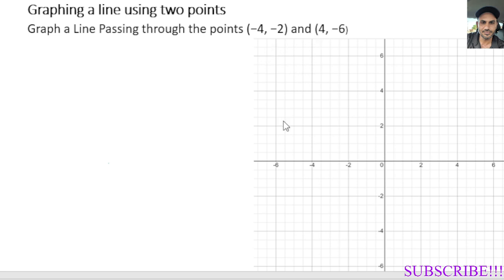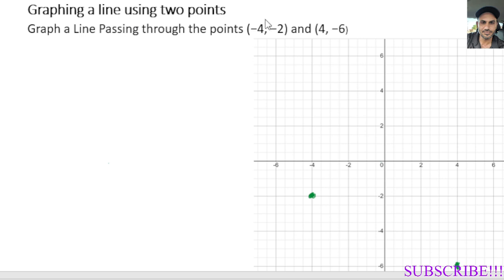So I'm going to put these 2 points on the graph first. The first point is -4 comma -2, so x is -4 and y is -2, so this is the point right here on the graph. And the next point is 4 comma -6, so 4 in the positive direction and -6 in the negative y direction right here. So these are the 2 points that are given, and we want to find a line that passes through these 2 points and also find the equation of that line.